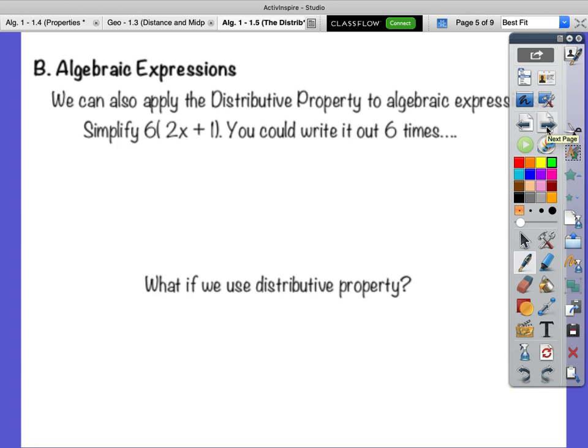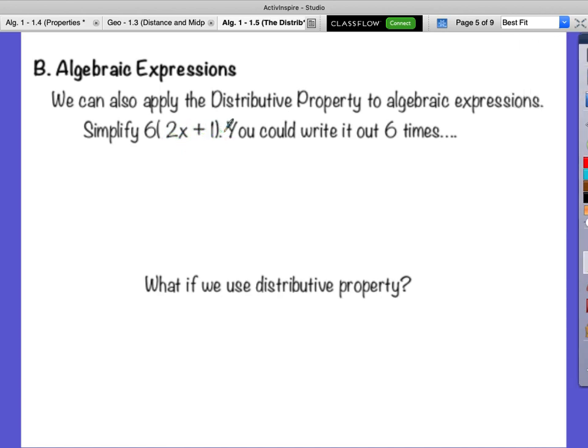But anyway, let's practice this algebraic expression, okay? So we can apply the distributive property to this algebraic expression. When we simplify 6 times 2x plus 1, we could write it out 6 times: 2x plus 1 plus 2x plus 1 plus 2x plus 1 plus 2x plus 1 plus 2x plus 1 plus 2x plus 1. Man, this is a bear. Do we have to? What can we do instead that would be faster than this? Oh, we can do the distributive property, okay?